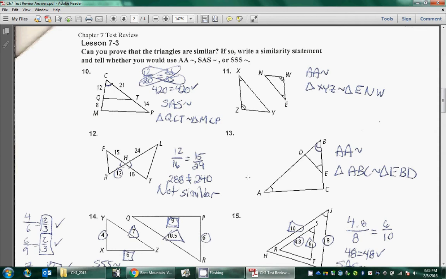Hopefully this will help clear up some misunderstandings, because I heard that this was one of the most missed sections of the quiz that y'all took.